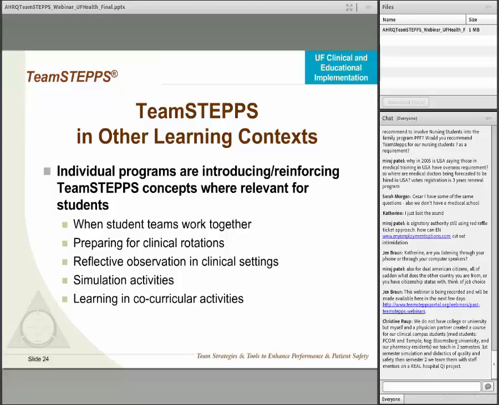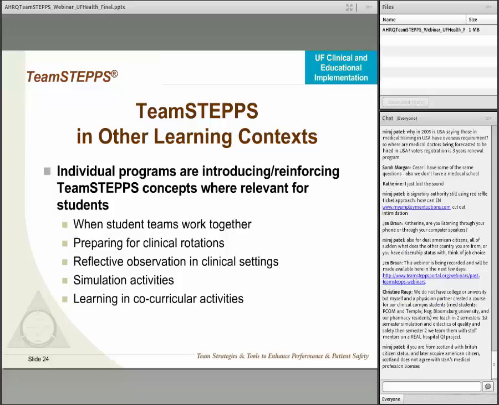And we've been looking at when student teams work together. We know, for example, in the dental school that they have a lot of group and teamwork. The dental school will be emphasizing this. Our pharmacy school does a lot of instruction around team-based learning. They've been using this. One of the faculty who participated in the master training in December already implemented in her introduction to community pharmacy, concepts around SBAR and CUS for those particular students.